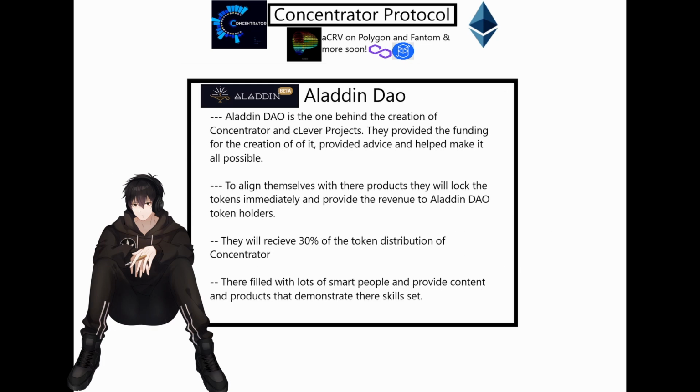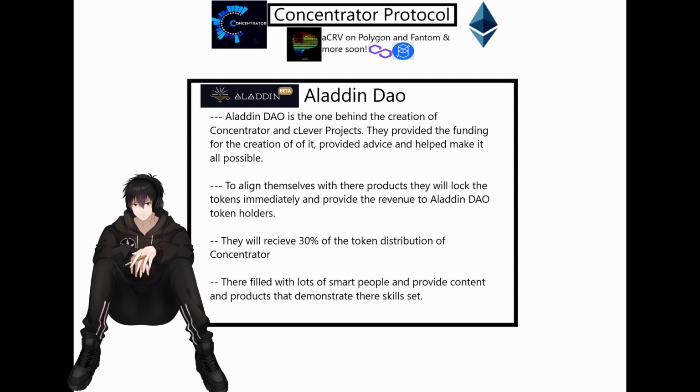And I don't think it's fair to continue with this explanation without explaining the people and the protocol that are behind this project in a little bit of detail. So the people who helped make this possible was AladdinDAO. AladdinDAO is a protocol in Ethereum that funded the creation of Concentrator and helped make it all possible. And that's why in the token distribution that you're going to see later on in this video, they received 30% of the supply. Unlike VCs, they're not going to dump the token right at launch.